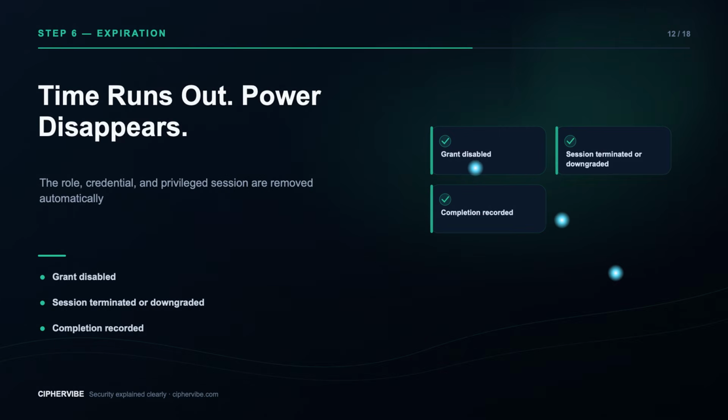At 15 minutes, the local state machine changes active to expired. A real implementation must remove the server-side grant, invalidate temporary credentials, and end or downgrade the privileged session according to policy. Expiration is not a reminder email. It is an enforced loss of authority.